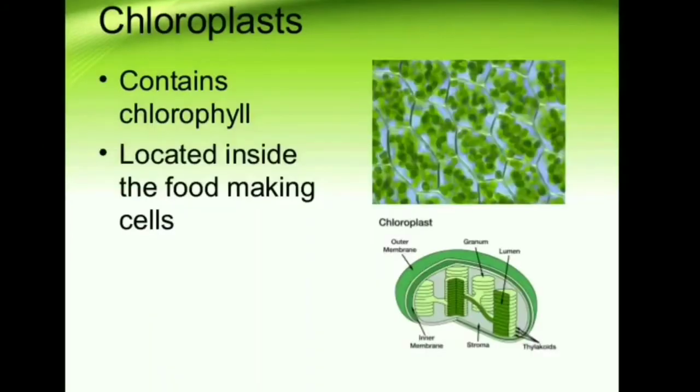Next is chloroplast. So the leaf contains several chloroplasts, and these chloroplasts contain the chlorophyll. Can you see the small dots? They are the chlorophyll pigment that is present inside the leaves.